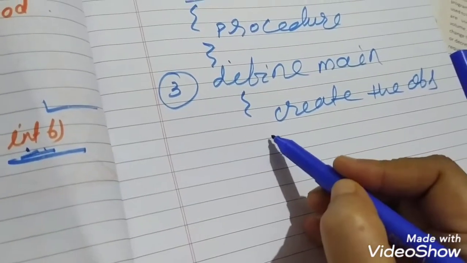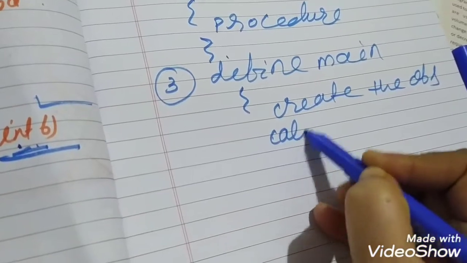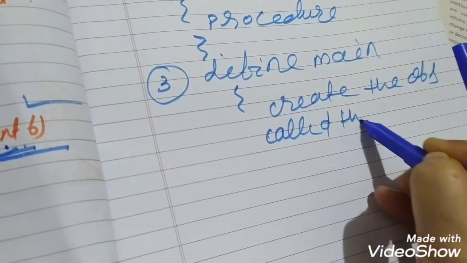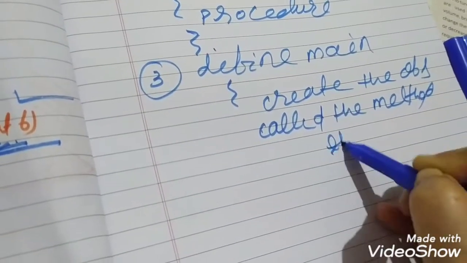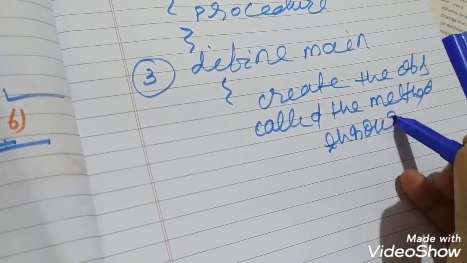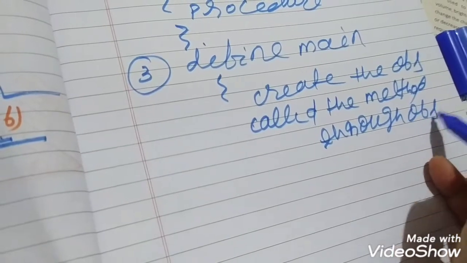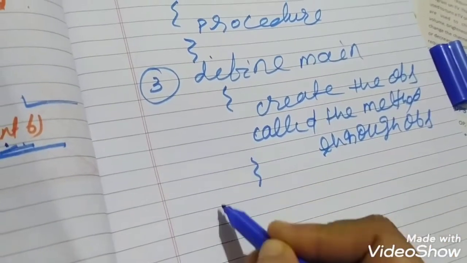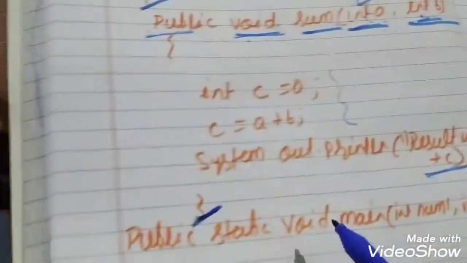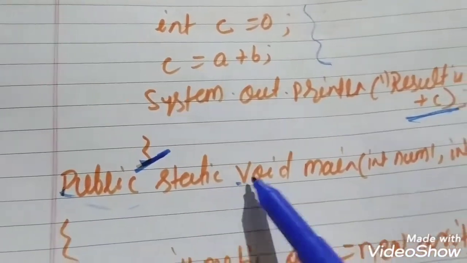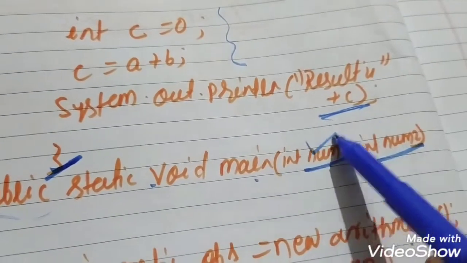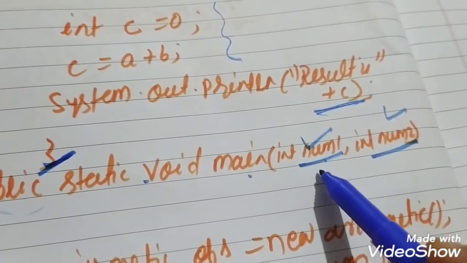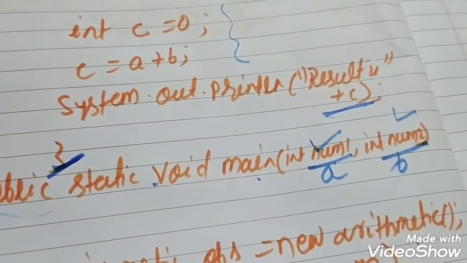Okay, now call the method through what? The object. So it is the finish of the main method and the finish of the class. Look at here again. It is written public static void main, int num1 and int num2. This num1 and num2 are input by the user and replace the a and b.